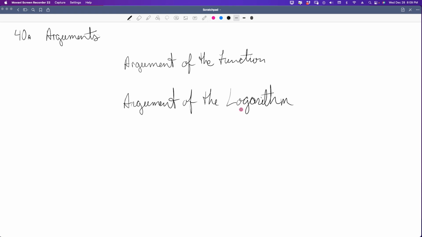Welcome to lesson 40. This is 40A, arguments. We're going to talk about the argument of the function and the argument of a logarithm. So, what is an argument?